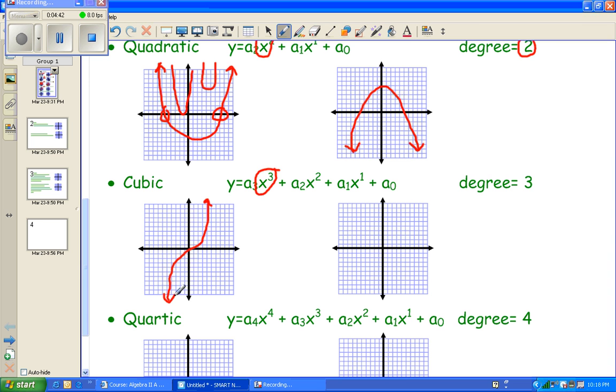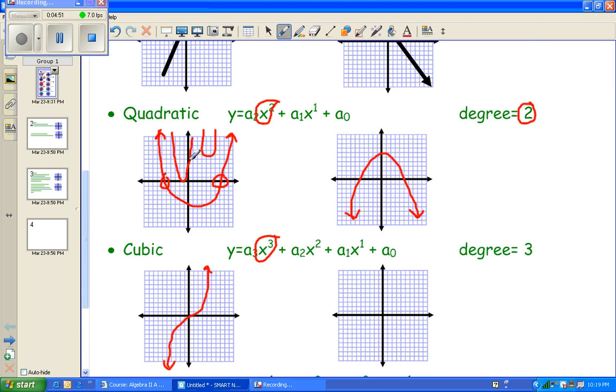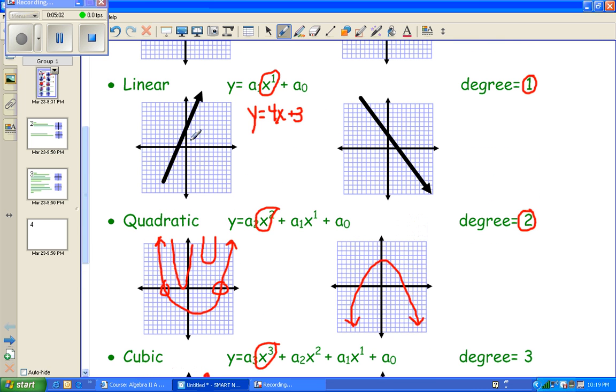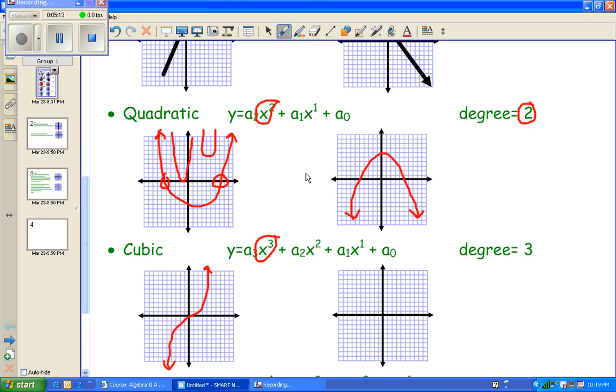So a cubic function, which has an odd degree, will enter and exit from different locations. Even degreed functions will enter and exit from the same vicinity: from above, goes out from above, comes in from below, goes out from below. Odd functions like the linear and the cubic will enter from one side and exit from the other. So we come in from below, we exit from above. We come in from above, we exit from below.